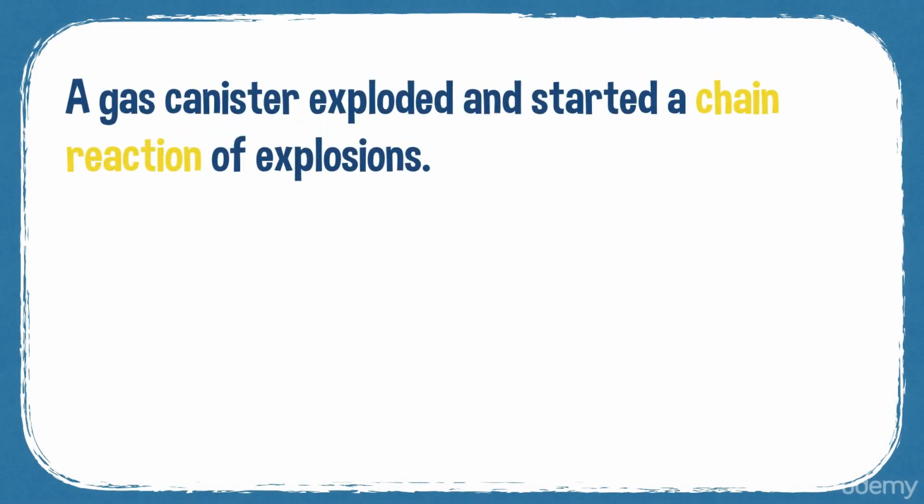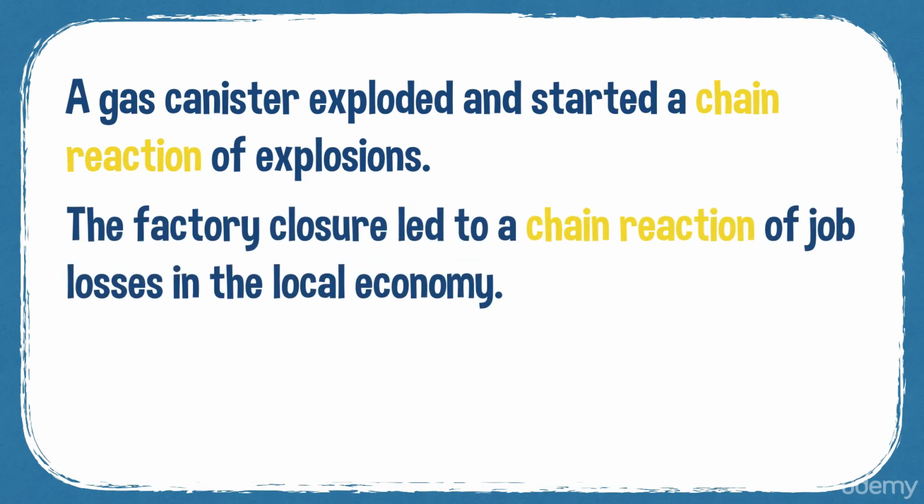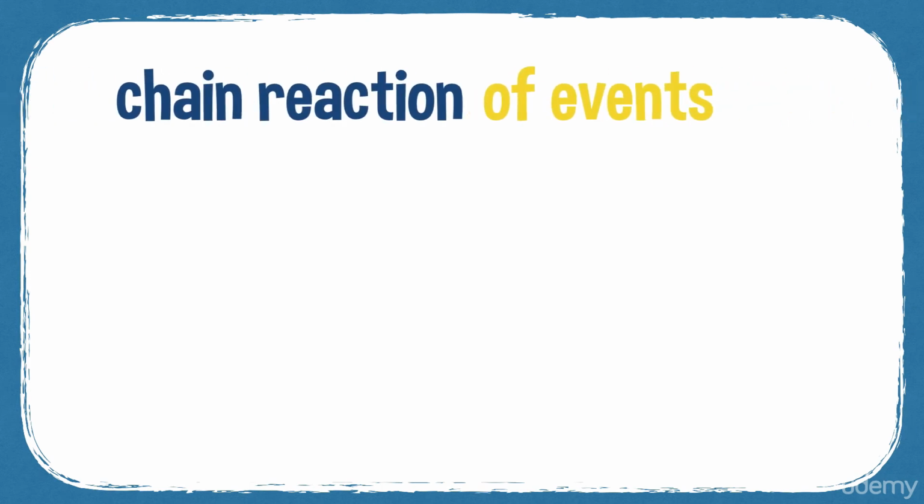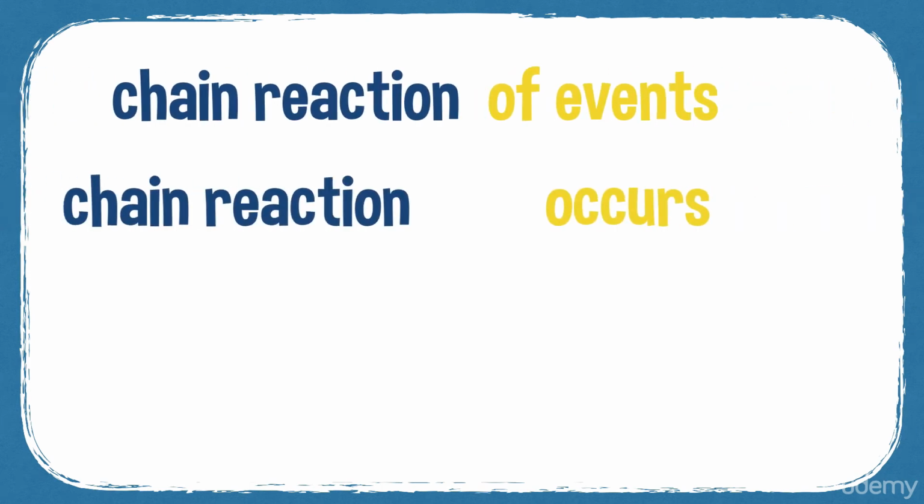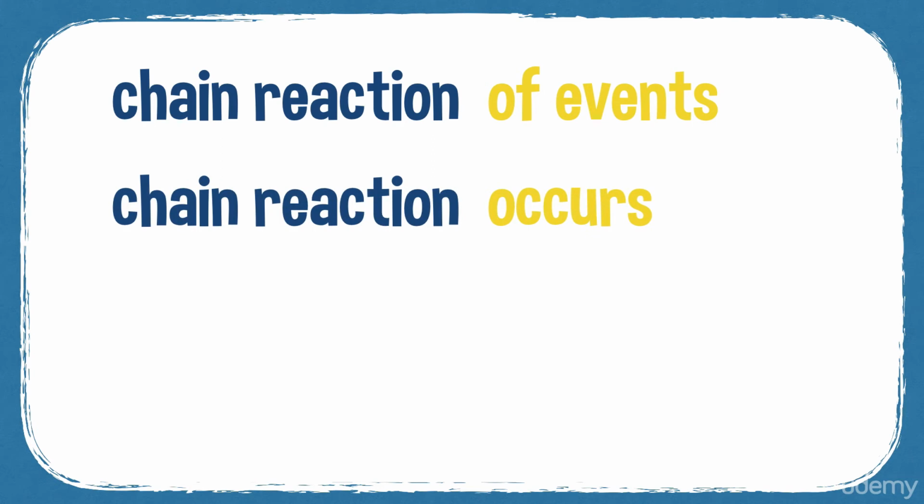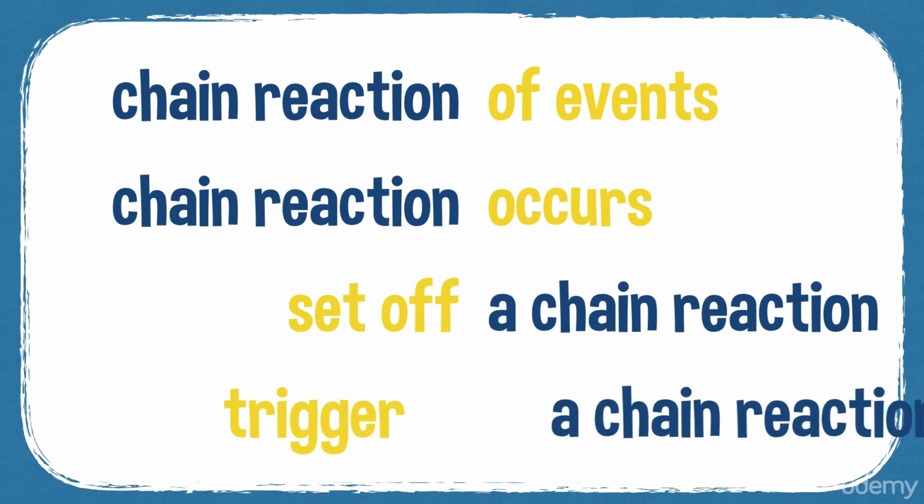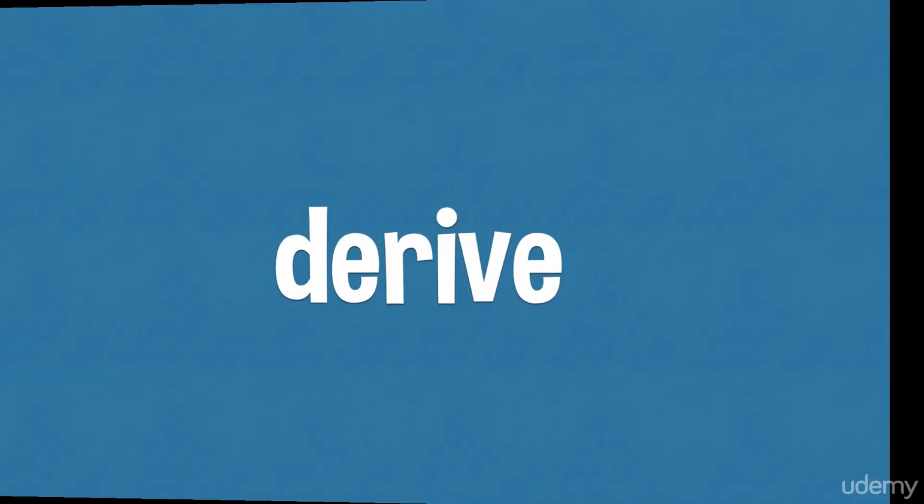A gas canister exploded and started a chain reaction of explosions. The factory closure led to a chain reaction of job losses in the local economy. Splitting an atom starts a chain reaction in which more and more atoms are split, and you have a nuclear bomb going off. So you have a chain reaction of events. We can say a chain reaction occurs. We can set off a chain reaction and trigger a chain reaction.